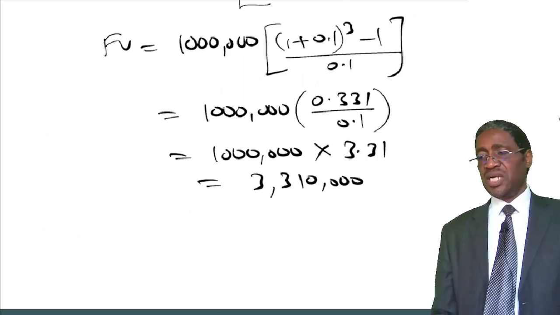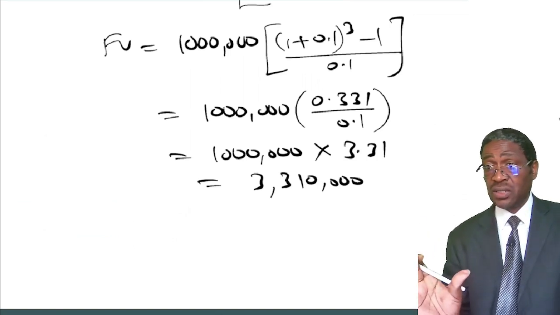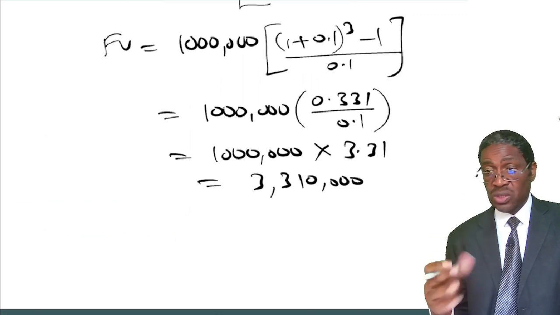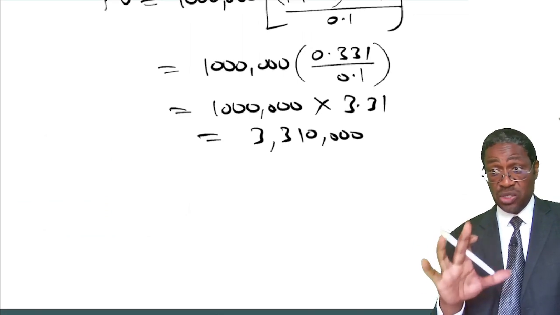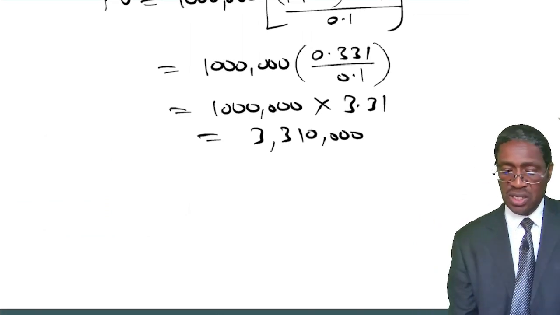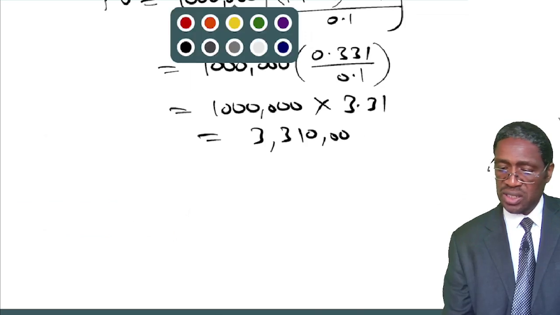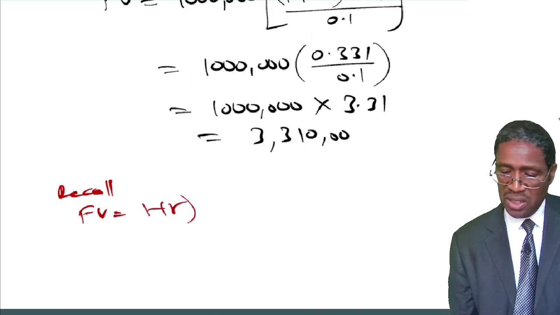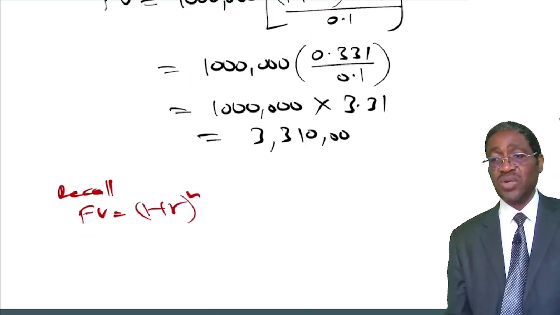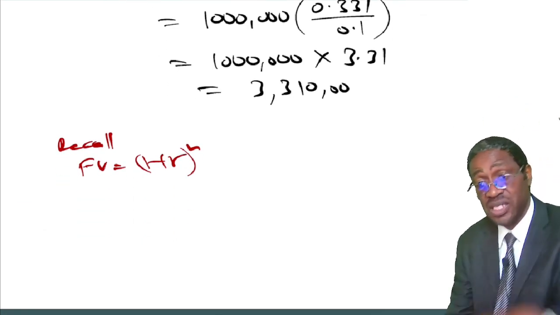Okay. Now listen. Suppose we use the shortcut, the one we are used to. Let's use this one because the period is only 3 years. Where we are saying recall, that future value is equals to 1 plus r to the power of n. So let's see whether it will give us the same answer.